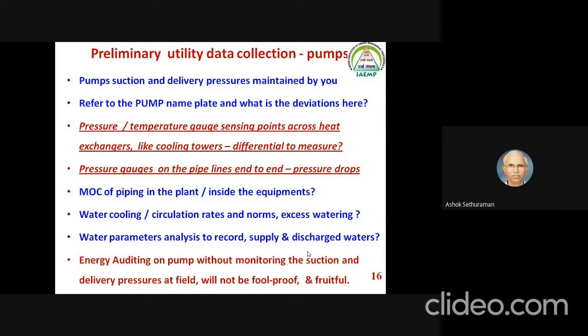And this gives an input on whether the pump is healthy. In fact, last week our Dattar was giving a lot of inputs on the pump monitoring side. This is more important.